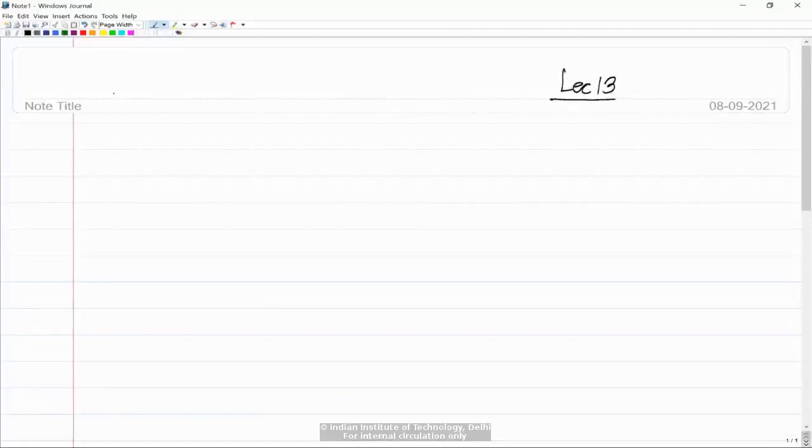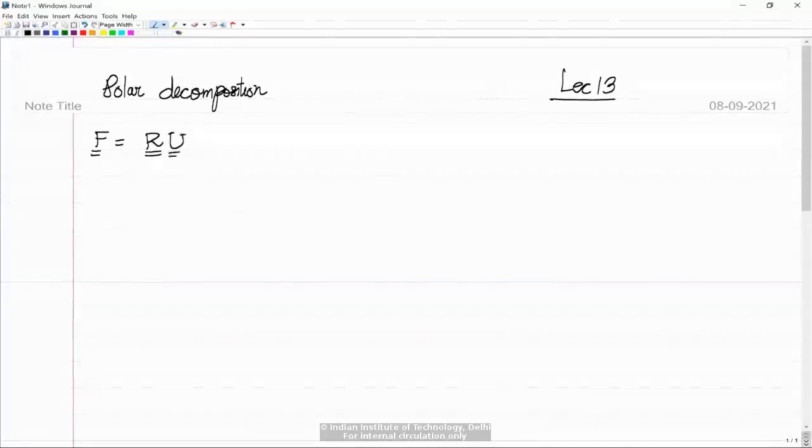So, in the last class, we were doing polar decomposition, right? And recall that the deformation gradient F was decomposed into multiplication of a rotation tensor and a symmetric positive definite tensor. There are two ways to do it, and it's a unique decomposition.